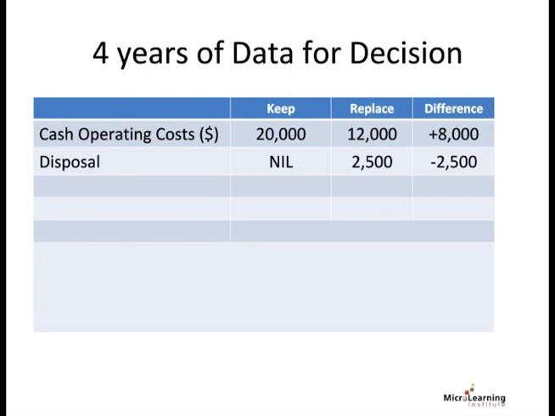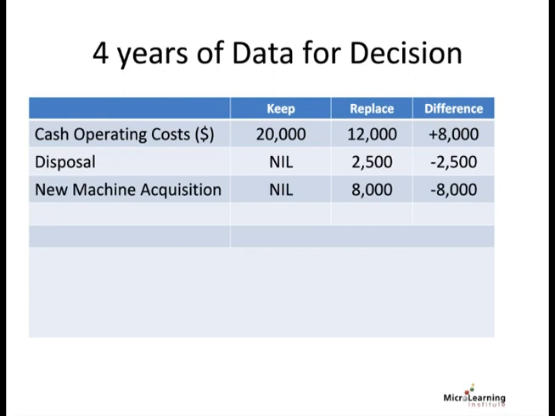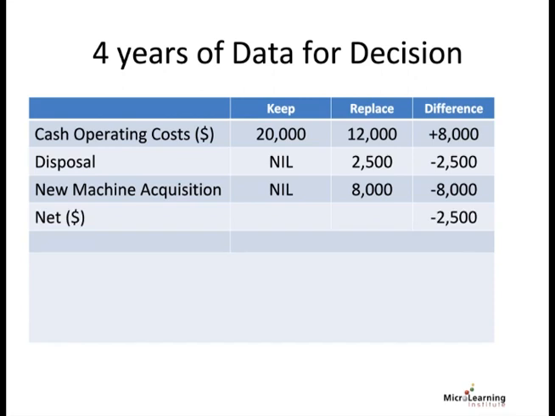If we opt to replace the machine, we will dispose of the old machine for $2,500. This is a future cash inflow and is relevant to the decision to keep or replace. If we opt to replace the machine, we'll pay $8,000 for the new machine. This is a future cash outflow and is relevant to the decision to keep or replace. We have now considered all the relevant cash inflows and outflows relating to the keep or replace decision.